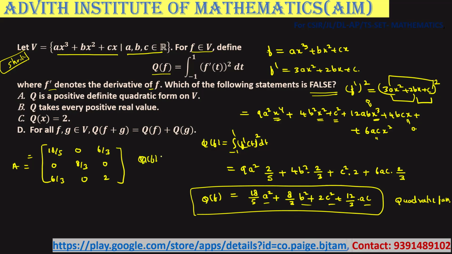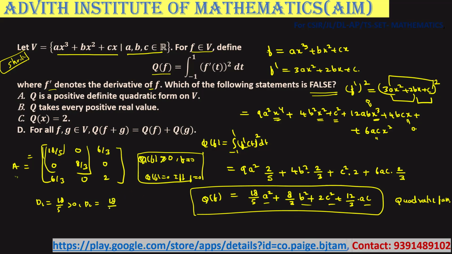Q of f is always greater than or equal to 0. Either Q of f is strictly positive if f is not equal to 0, and Q of f equal to 0 if and only if f should be equal to 0. ఇదన్నా సాటిస్ఫై చేయాలి, లేదా ఇట్స్ మైనర్స్ డిటర్మినెంట్ ఆఫ్ ఇట్స్ మైనర్స్ షుడ్ బి పాజిటివ్ కావాలి. దట్ మీన్స్ d1 అంటున్నా, d1 ఈజ్ మైనర్ ఆఫ్ దిస్ వన్. సో 18/5 which is positive, d2 determinant of this one. So 18/5 into 8/3, so which is also positive, and d3 is nothing but det of A.